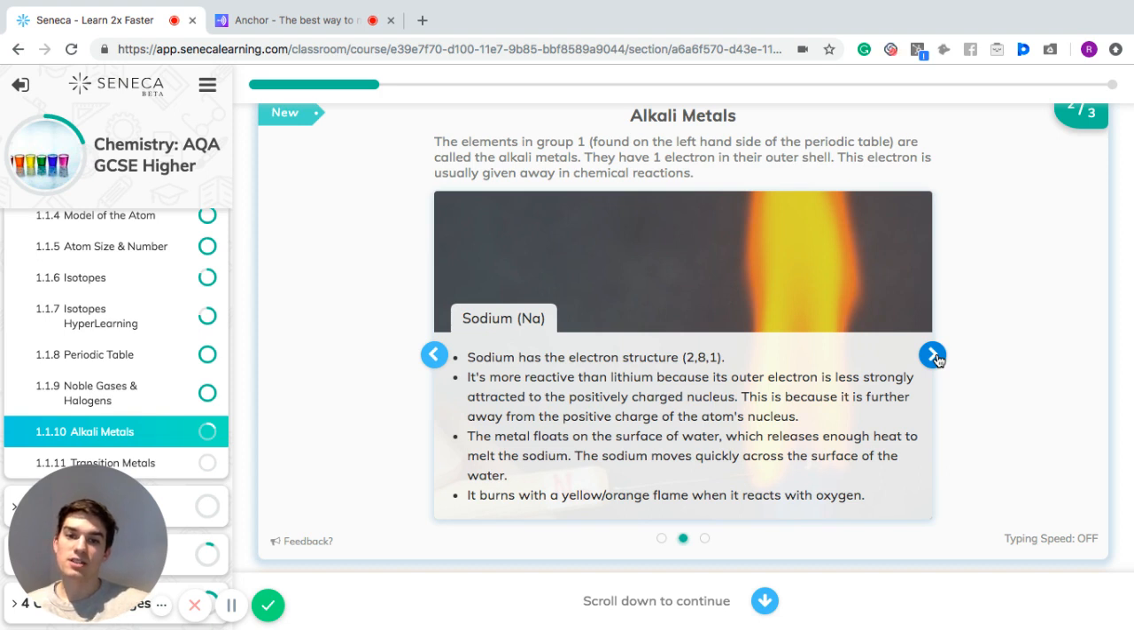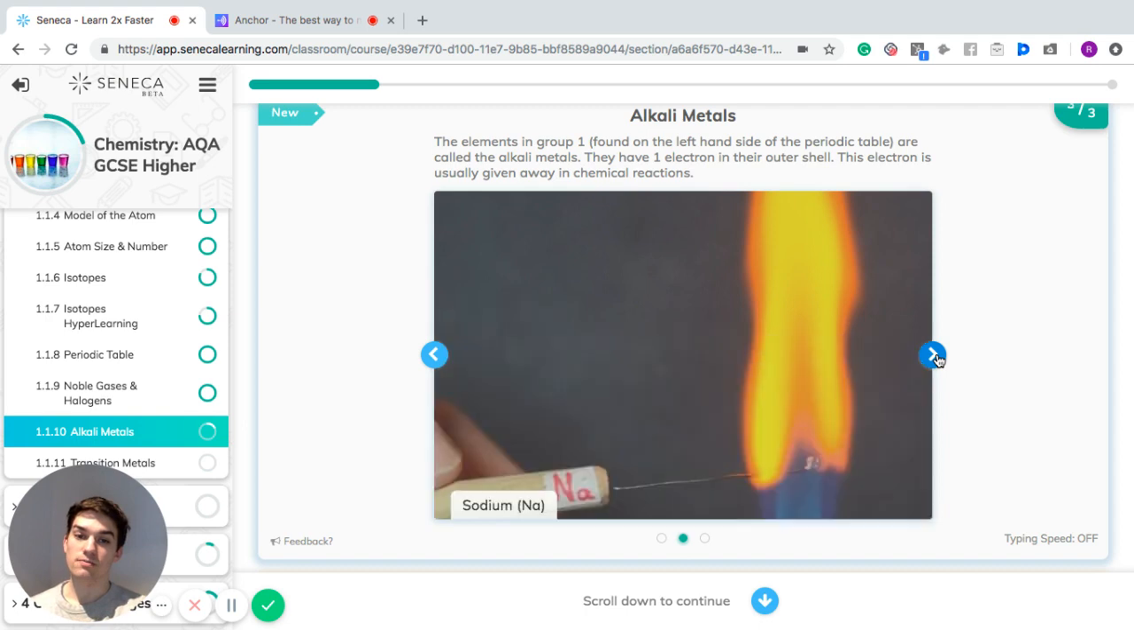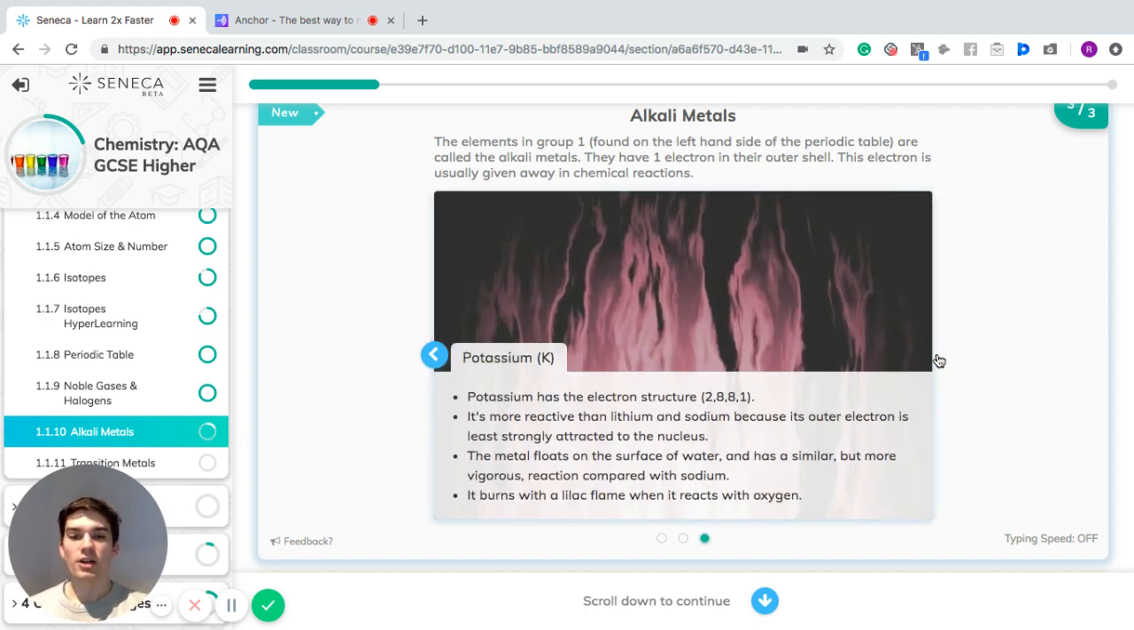The metal floats on the surface of water, which releases enough heat that the sodium actually melts, and the sodium moves quickly across the surface of the water as it melts. Now, when you burn sodium, it burns with a yellowy orange flame when it reacts with oxygen. The last one we're going to look at is potassium.